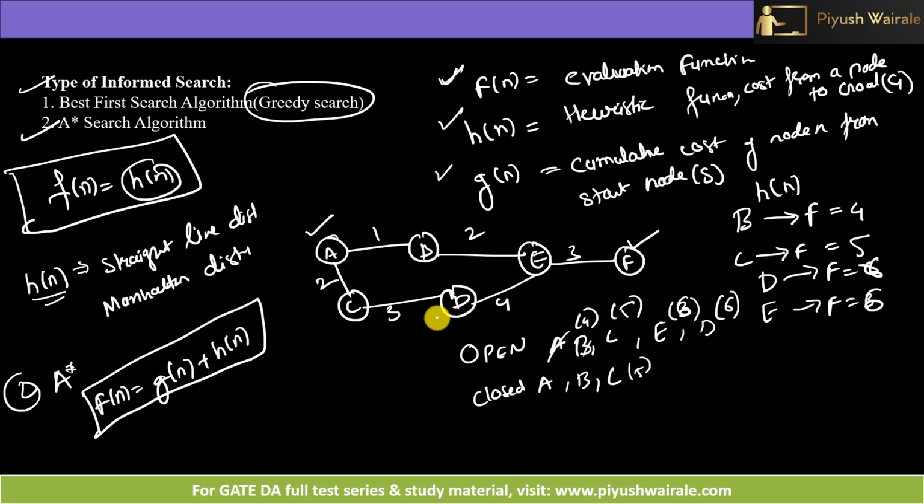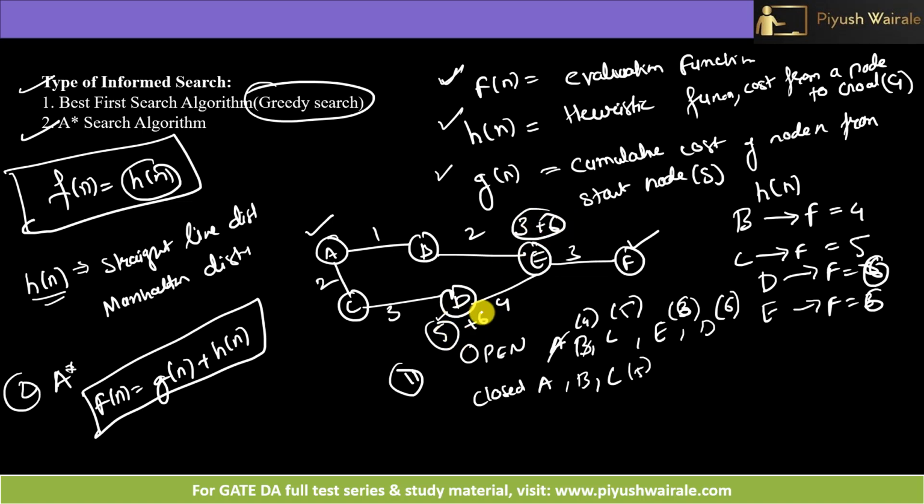Now let us take this particular node D. The cumulative cost for this D is 2 plus 3, that is 5, to reach this particular node. But from this node to reach F, I have a heuristic value of 6. So I will add 6 here, so that is 11. Same thing I will compare for E also, and for B also. For E it will take me 1 plus 2, that is 3, plus the heuristic value E to F, that is 6, so that is 9.